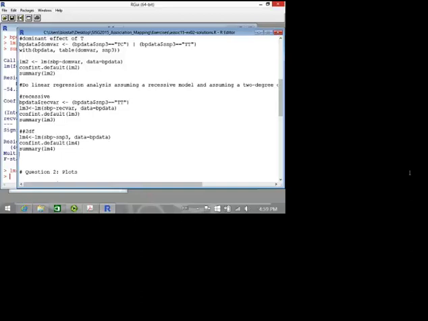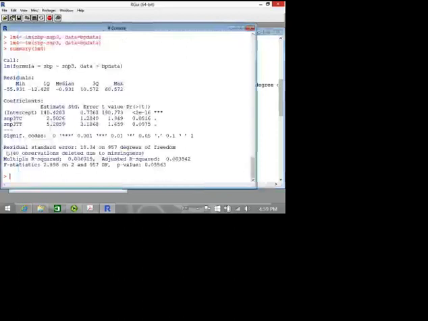So what about the 2 degree of freedom model? Okay. So in this case, any thoughts on why in the 2 degree of freedom model we're not getting significance, but we did for the additive?